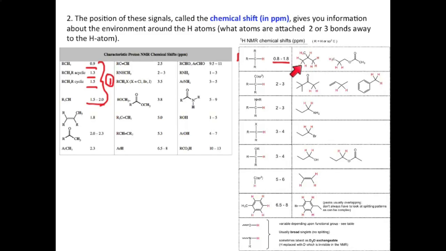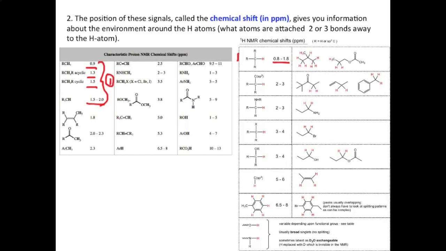Here are some examples. All of the hydrogens shown in red would have chemical shift values of 0.8 to 1.8. You'll notice in the molecule on the right, these two hydrogens would be 0.8 to 1.8. Same with this methyl group. The hydrogens here and at the end would not. They would have a different value.